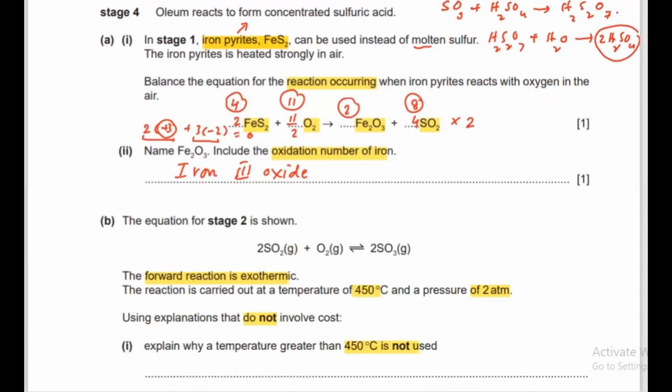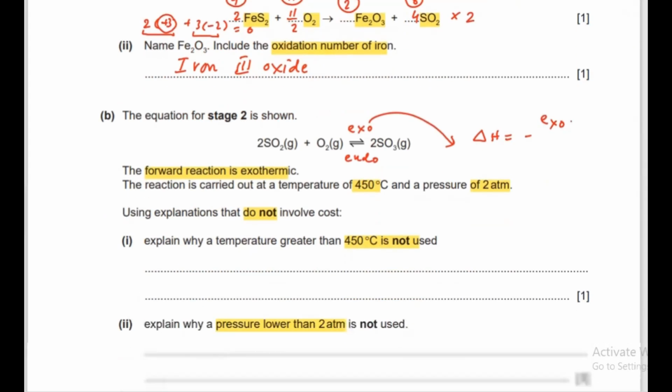The next part is that the equation for stage 2 is shown. This is the equation of stage 2. We have already talked about this equation. The forward reaction is exothermic. This is exothermic, which means the reverse reaction is endothermic. And if the forward reaction is exothermic, then the overall enthalpy change is negative. The overall reaction is also exothermic.